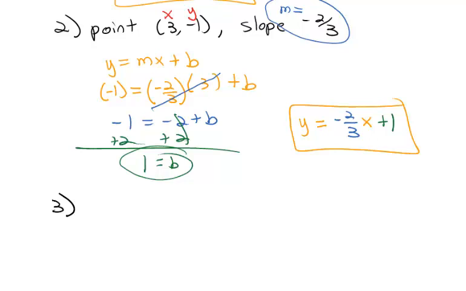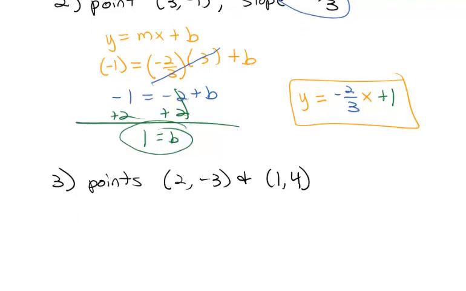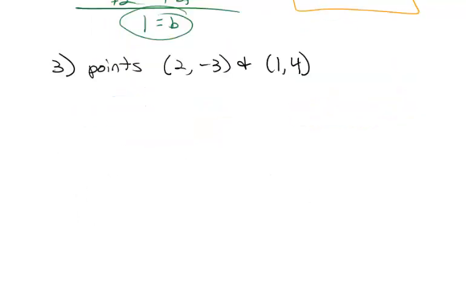Sometimes we're told neither the y-intercept nor the slope. Sometimes we just know we have points. For example, if I have the points 2, -3 and 1, 4, we can still find the equation of the line that goes through these two points. And many of our business applications that we're going to get into starting tomorrow are going to use this method to come up with the equation of the line.